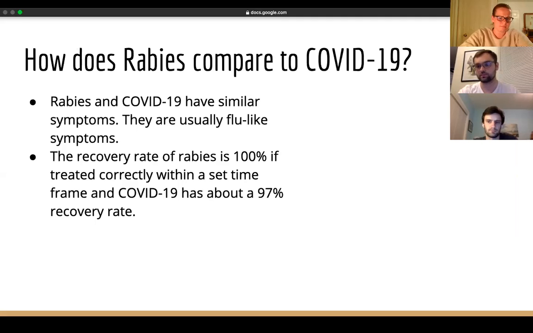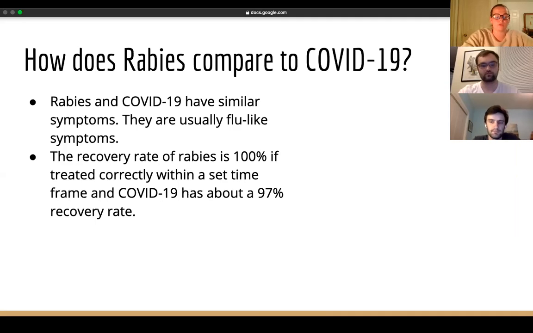So the recovery rate of these two is somewhat different, because rabies has a 100% recovery rate if you seek treatment within about a couple of days of infection. And if you don't, then you have 100% death because you end up with hallucinations, hydrophobia, your body ends up working against you, and then you ultimately end up dying. But COVID is between a 97% and 99.75% recovery rate, but it's still being researched at this time.